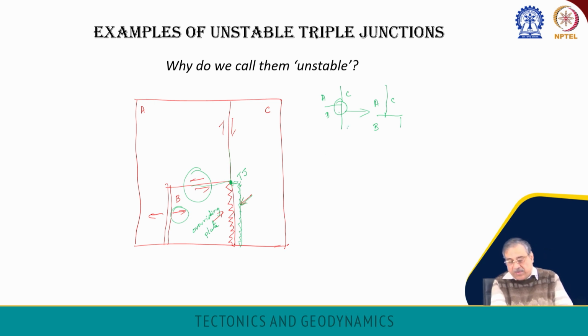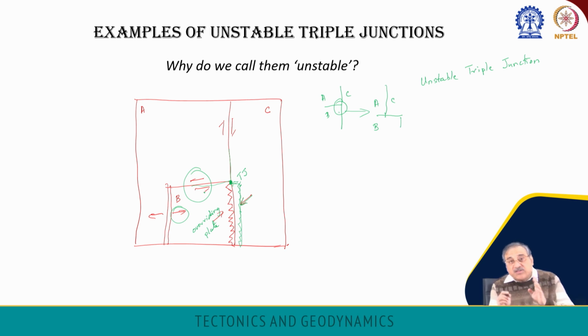In other words then, the triple junction orientation has not stayed. The disposition of the plate boundaries around the triple junction has changed with time. So unlike in the past case, this is an example of what we call an unstable triple junction. So a triple junction in which the disposition of the plate boundaries around the triple junction is changing as a function of time. So in this case now, we've given you an example of what would be an unstable triple junction.